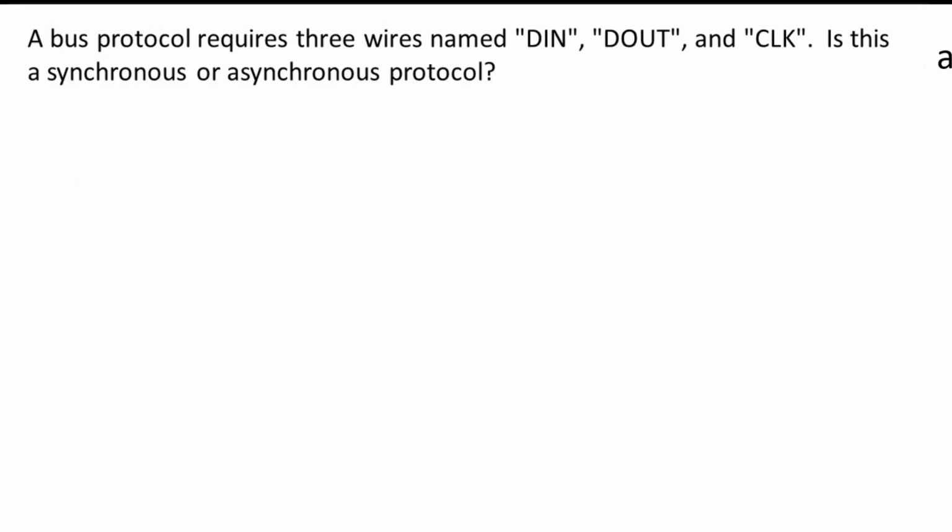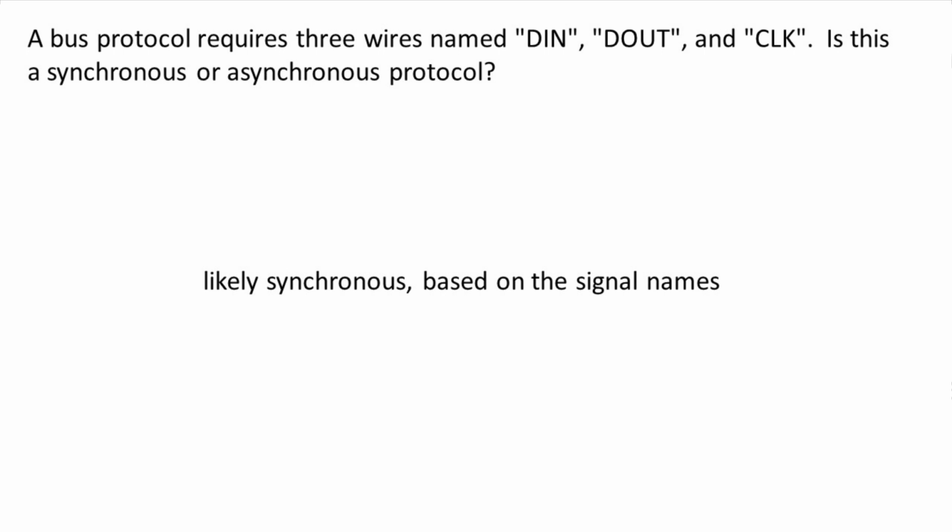Okay, and then a bus protocol requires 3 wires named D in, D out, and clock. Is this synchronous or asynchronous? Probably synchronous because there's a clock in there. I assume that CLK looks like clock, so probably synchronous.